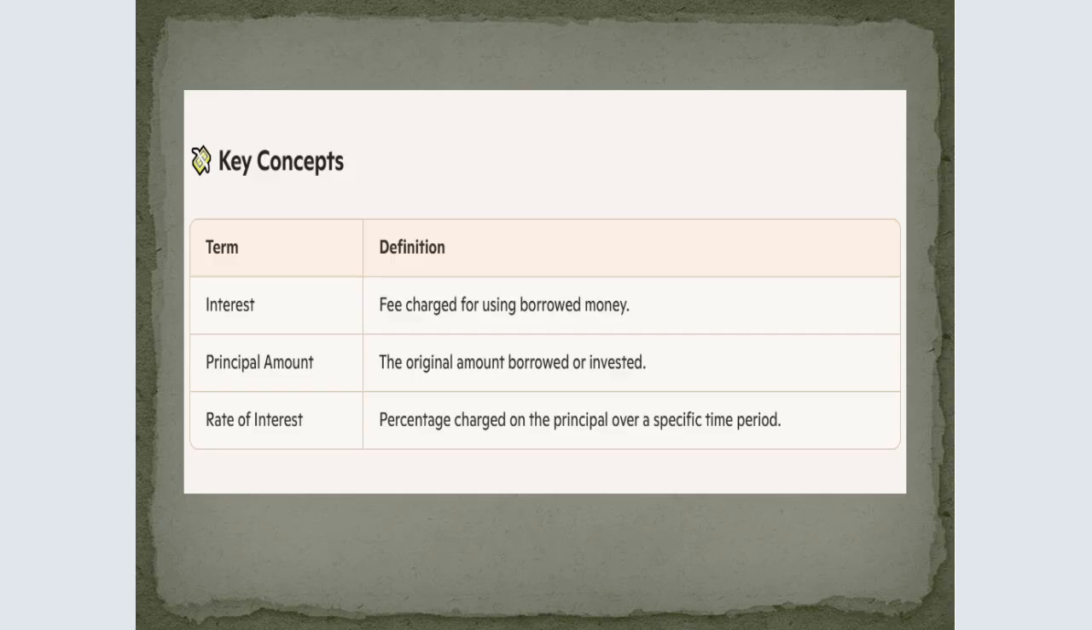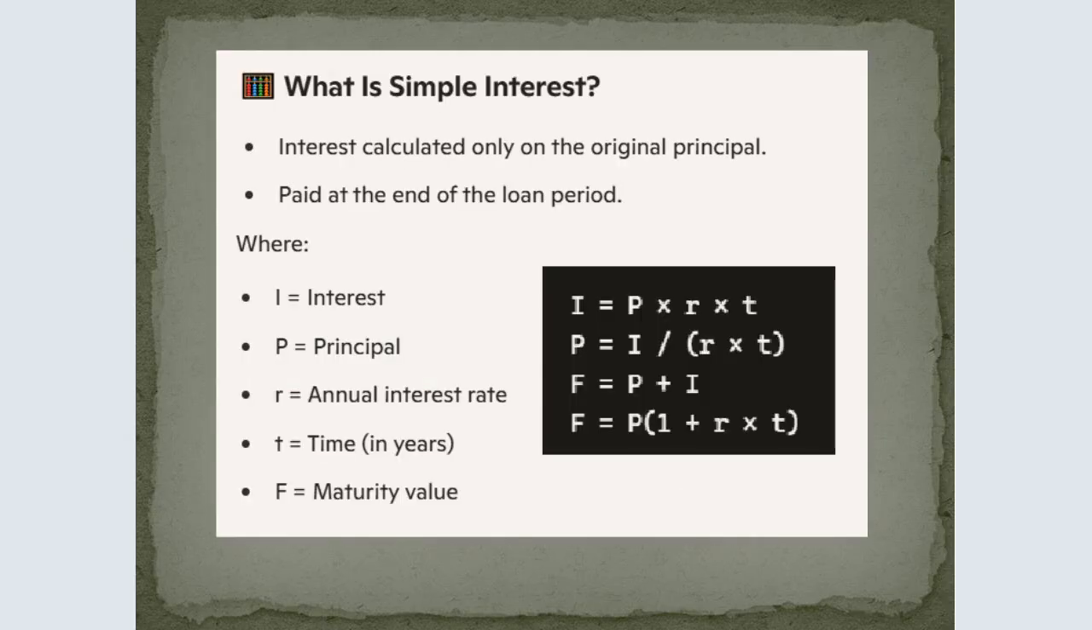The principal amount is the original amount borrowed or invested. The rate of interest is the percentage charged on the principal over a specific time period. So what is simple interest? It is the interest calculated only on the original principal. It is paid at the end of the loan period.